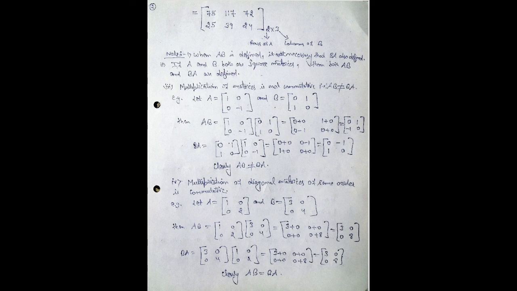By applying the similar technique, we can find the value of BA, which is also 3 0 0 8. Clearly, AB equals BA. It means multiplication of diagonal matrices of the same order is commutative.